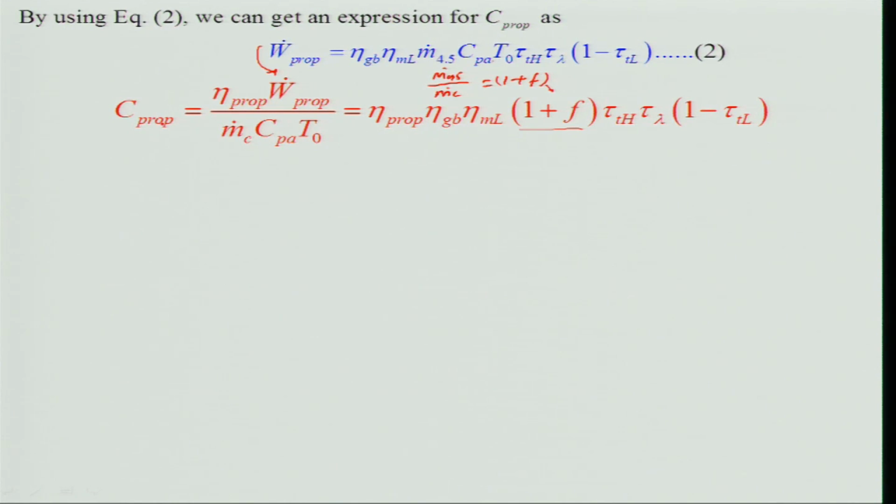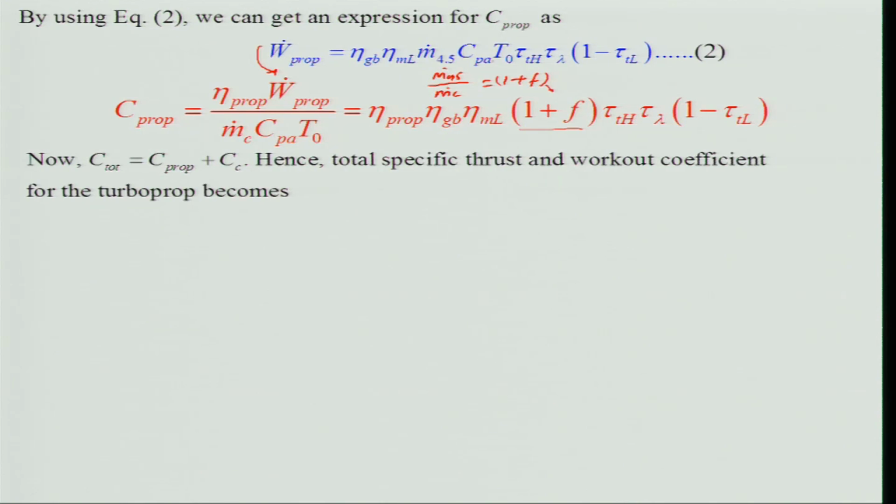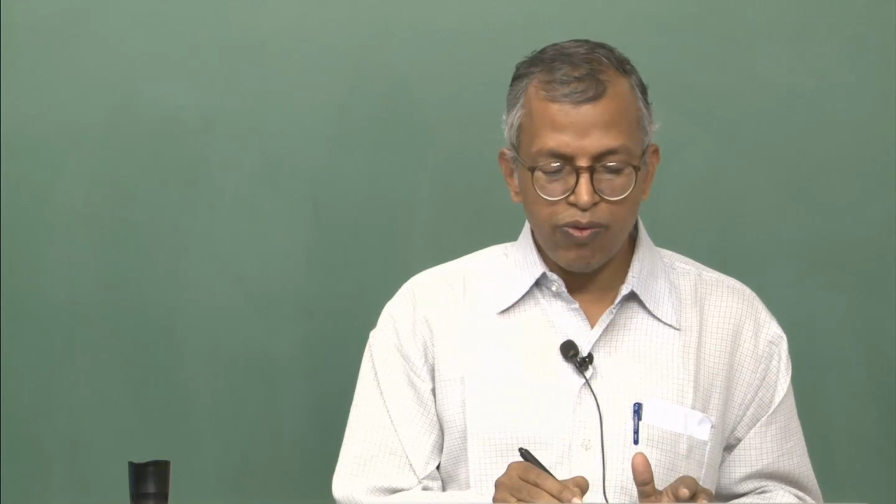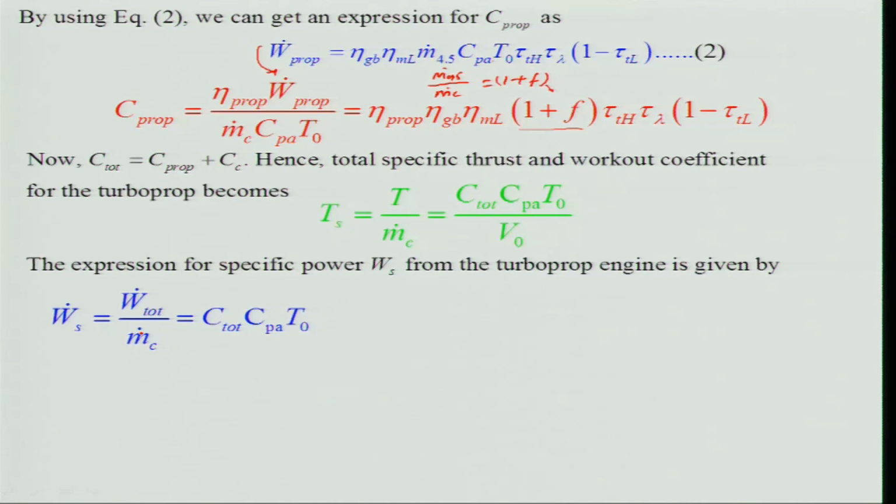So, if you look at this C propeller we can express in terms of this. So, hence the total coefficient of the power will be equal to C prop plus Cc, and then total specific thrust and work out coefficient becomes basically Ts is equal to T divided by m dot C, and this is C total CPA and T naught divided by V naught. So, expression of specific power will be W dot total divided by m dot C. Keep in mind that all the time in case of turboprop engine we are dividing by the mass flow rate through the core engine. So, that is nothing but C total CPA and T naught.